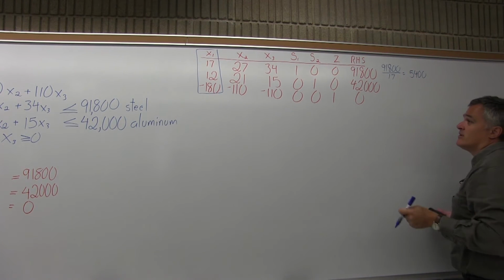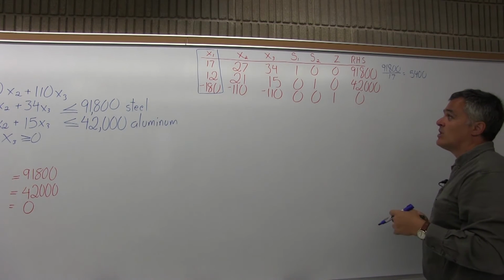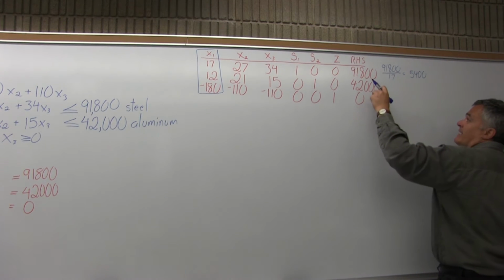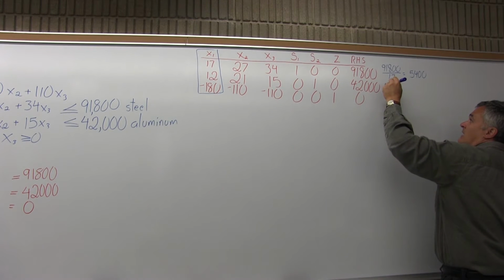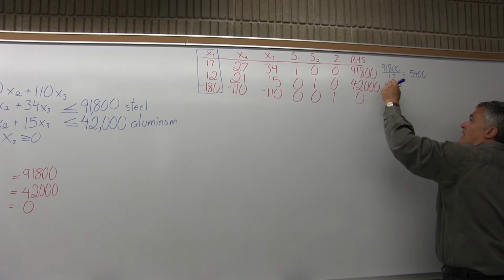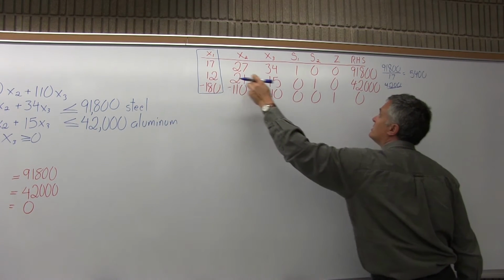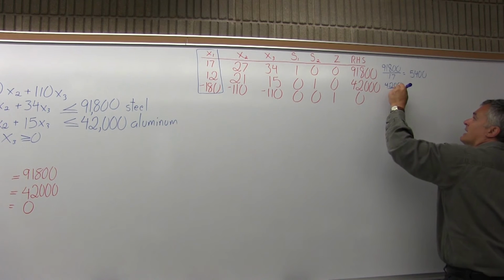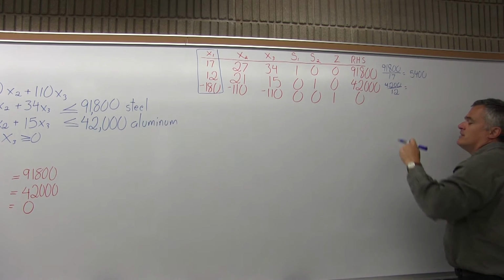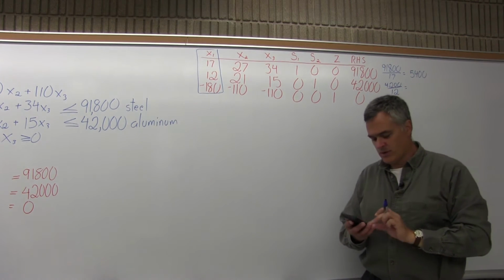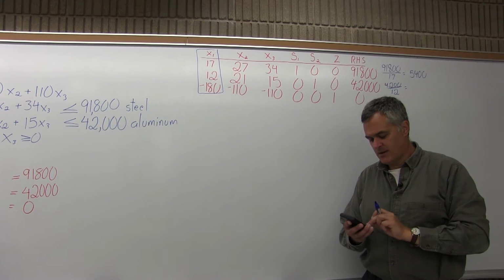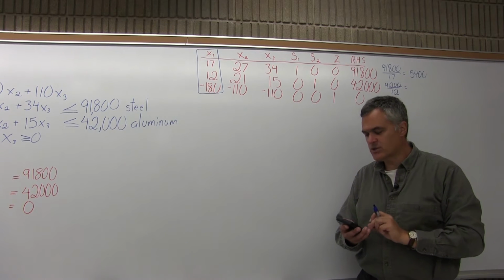And I'll compute the same ratio for the second row of my matrix. The right-hand side value is 42,000 over the pivot column value is 12. And again, I can see that it reduces pretty good. They're both even, but the calculator will do it pretty quickly for me. So 42,000 divided by 12 equals 3,500.